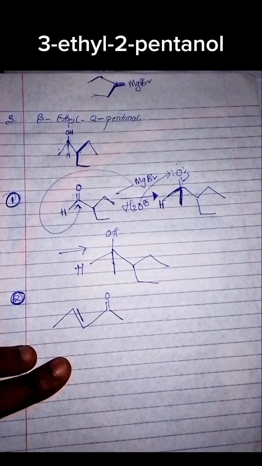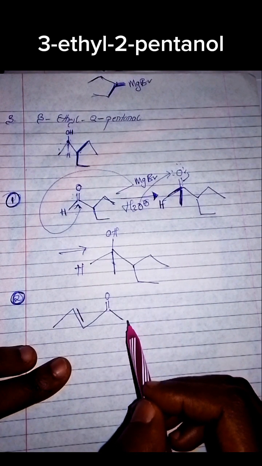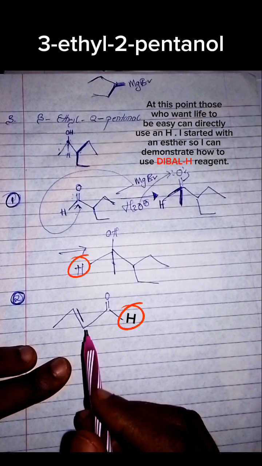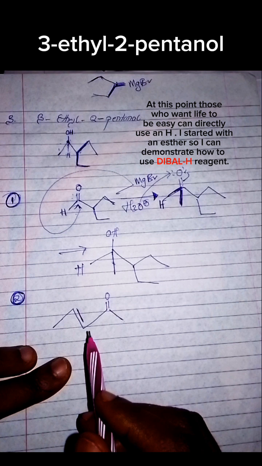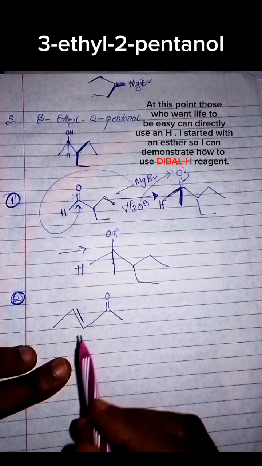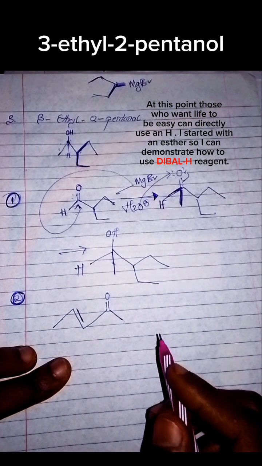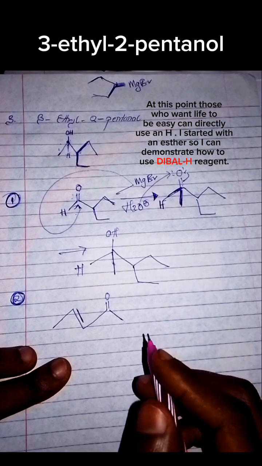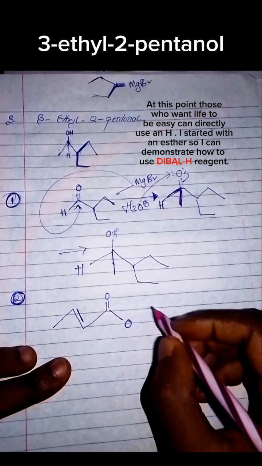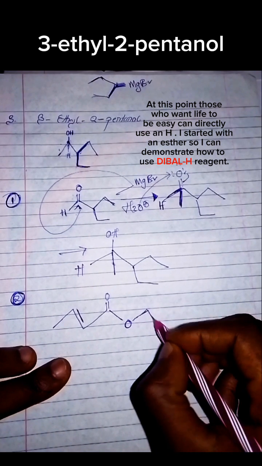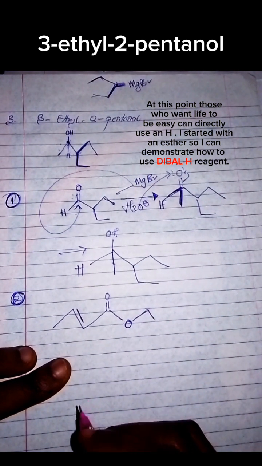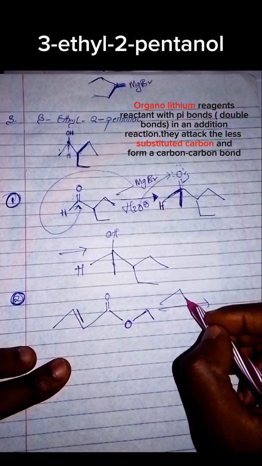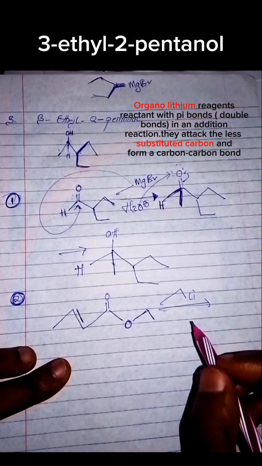But then I decided to add a group here, and I had to choose a group that should be able to be converted into an aldehyde, I mean, should be able to be converted into a hydrogen. So what I did is I chose this group. I chose an ester, sorry. So when I start with an ester like that, I react an organolithium compound like that.